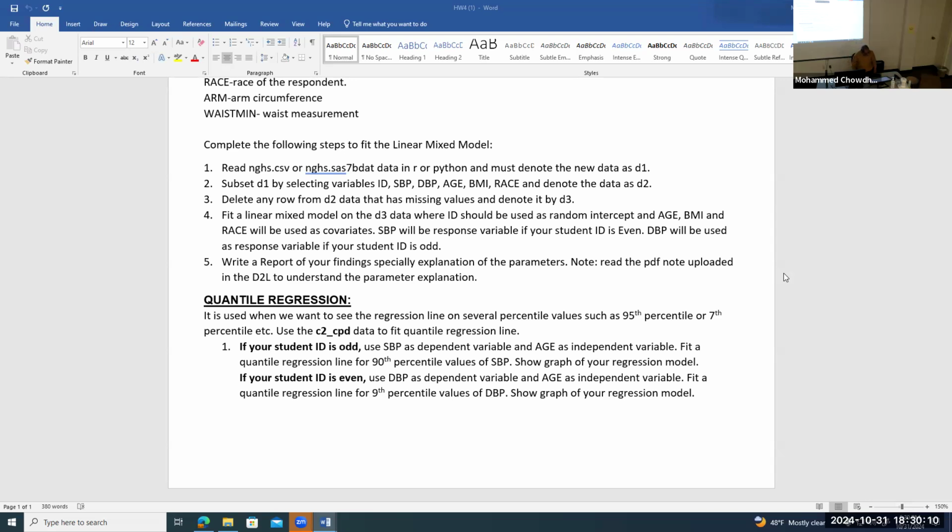Now quantile regression. Quantile regression is appropriate when we are looking for the regression at different percentiles of the distribution. The linear mixed model, even though it is for longitudinal data, is an average model. On average, we are seeing the average change.